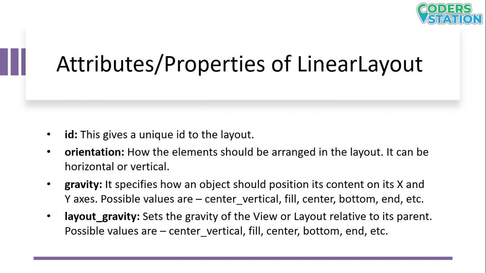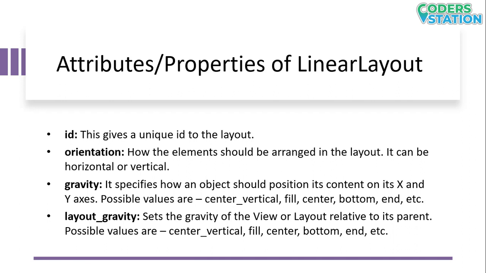Let's see some important properties of a linear layout. First one is ID. We have to give a unique identity to a layout. Using that we can use it for coding purposes. So ID plays an important role. Next one is orientation. As discussed, orientation is the major attribute in a linear layout. It decides the arrangement of views, whether we want to arrange them horizontally or vertically. So in the orientation attribute we have to mention a value like horizontal for horizontal arrangement, vertical for vertical arrangement.